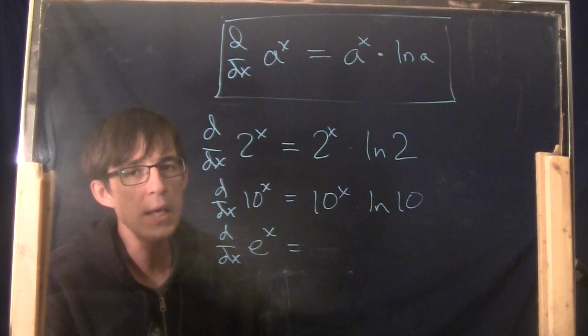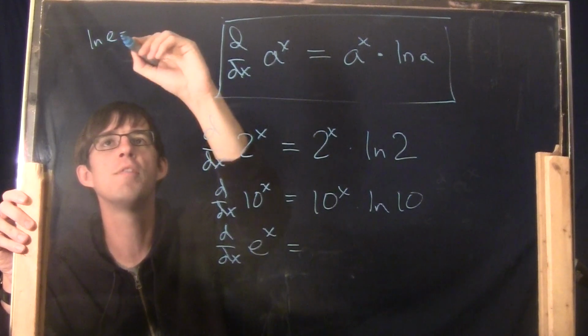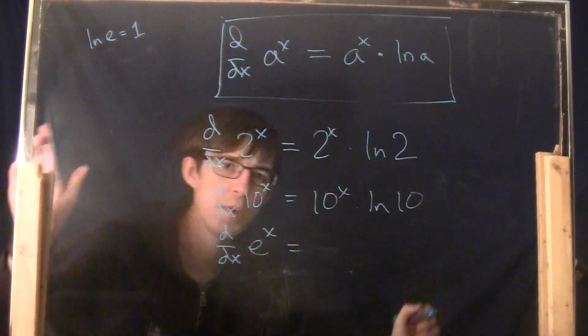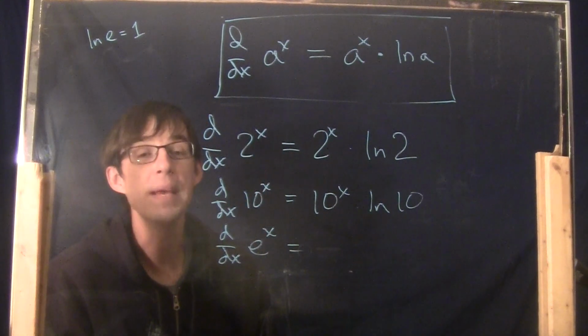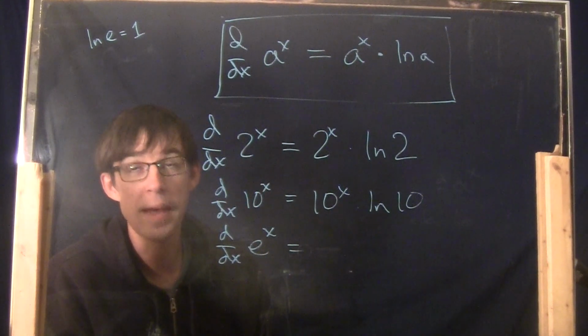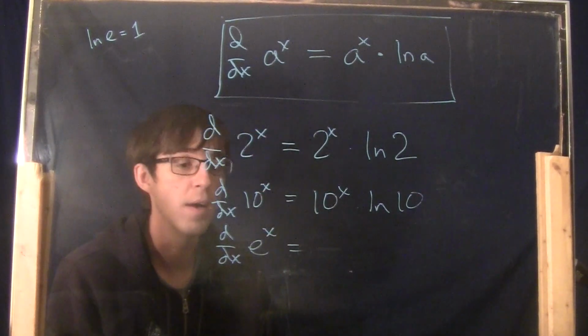What's so great about e? The great thing about e is this. The natural log of e equals 1. Again, if you don't believe me, you can check this on your calculator. That's the fact about e that makes e interesting. Basically, that is why e is a special number, because the natural log of e, the answer is 1.